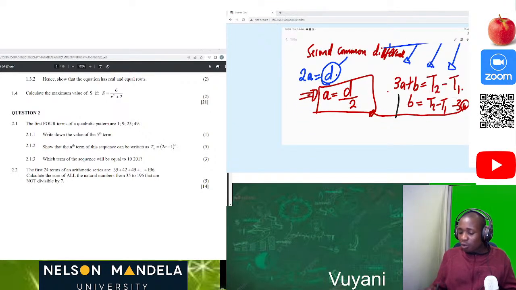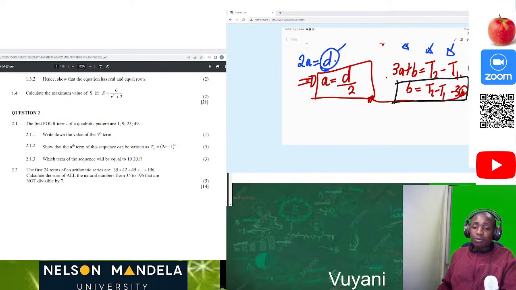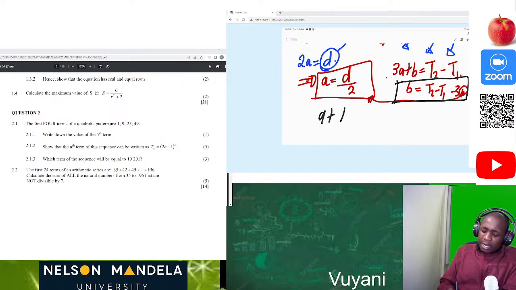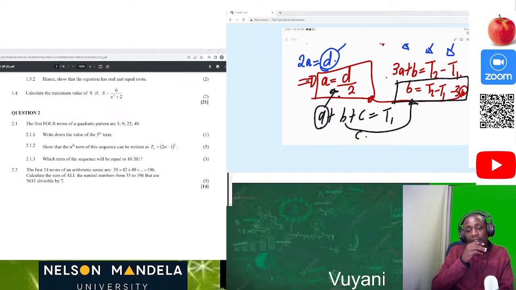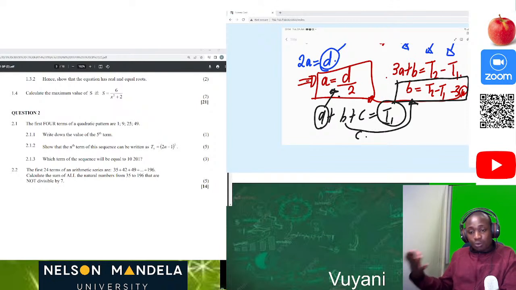After you know your value of b, what is left for you to do is only to calculate the value of c. And how do you calculate the value of c? a plus b plus c is equal to T1. The value of a, we have already calculated. The value of b, we calculated here. Then we just make c the subject of the formula, because we know that T1 is already in the equation which we have.